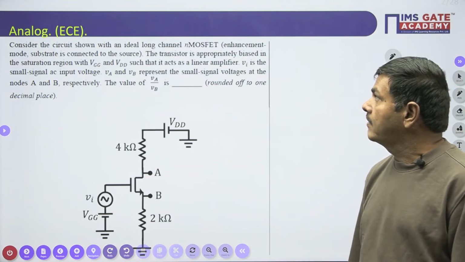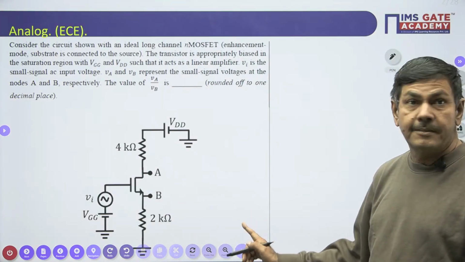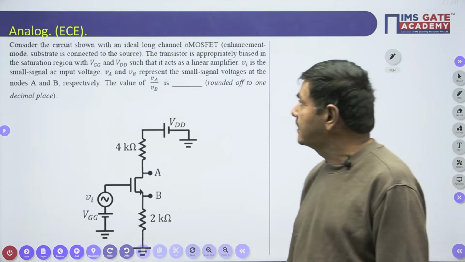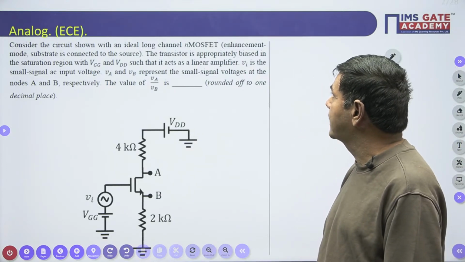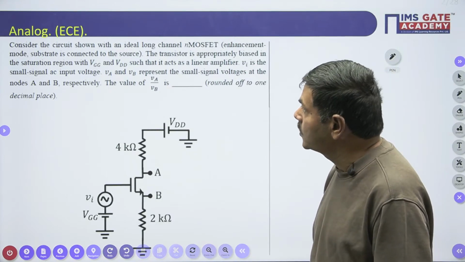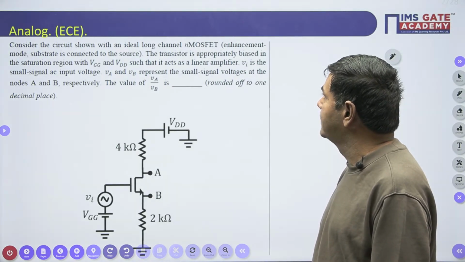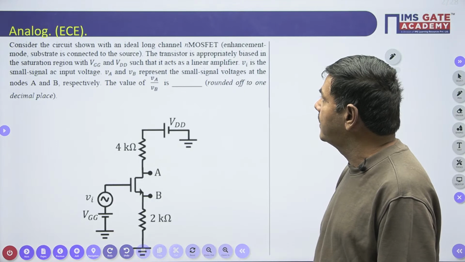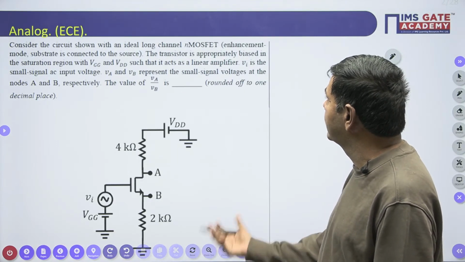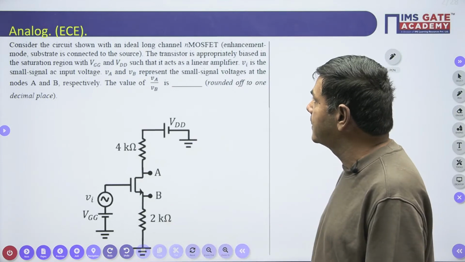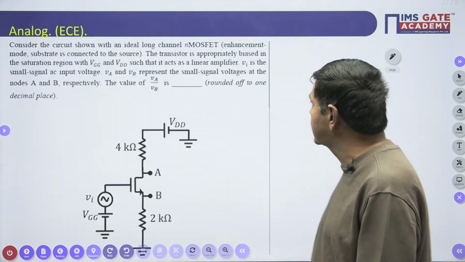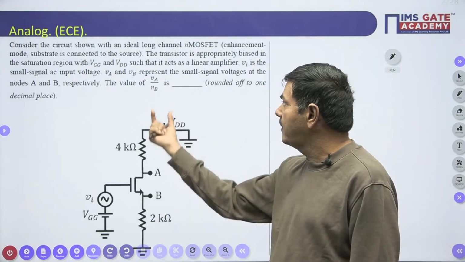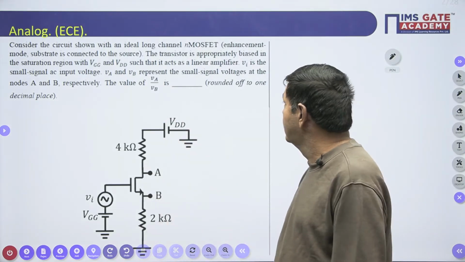This is the question from the analog ECE branch, GATE 2022. Consider the circuit shown with an ideal long channel N MOSFET, enhancement mode. Substrate is connected to the source. The transistor is approximately biased in the saturation region with VGG and VDD such that it acts as a linear amplifier. VA is the small signal AC input voltage; VA, VB represent the small signal voltages at the nodes A and B respectively. It is asking to find the value of VA by VB, rounded to 1 decimal place.